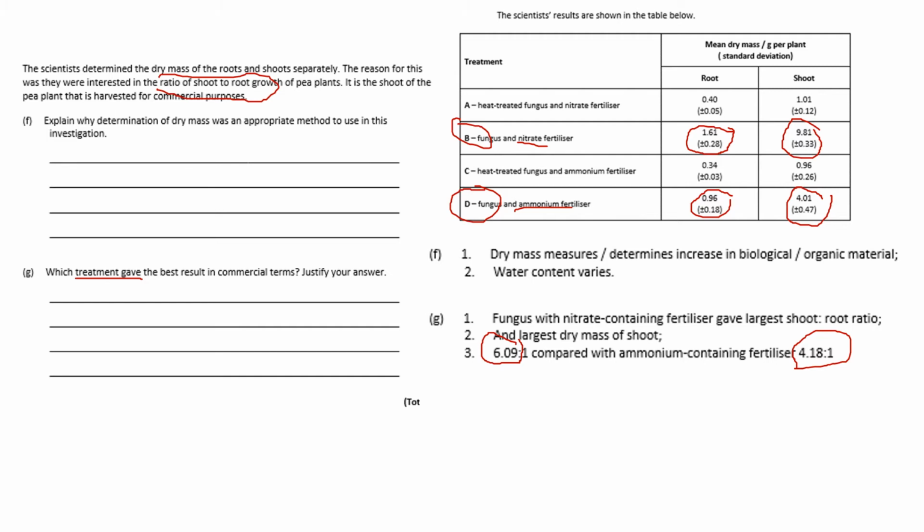If we look at the actual mark scheme here, you're getting the first mark for saying the fungus with the nitrate fertilizer gave a larger shoot to root ratio. Therefore, it's giving the largest dry mass of the shoots. And then you'll get one mark for actually giving those figures for comparing those ratios.